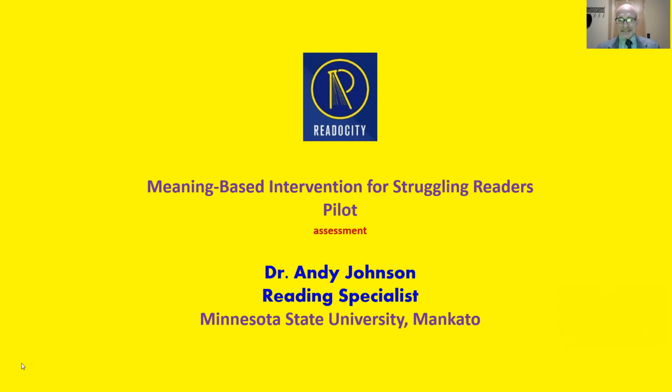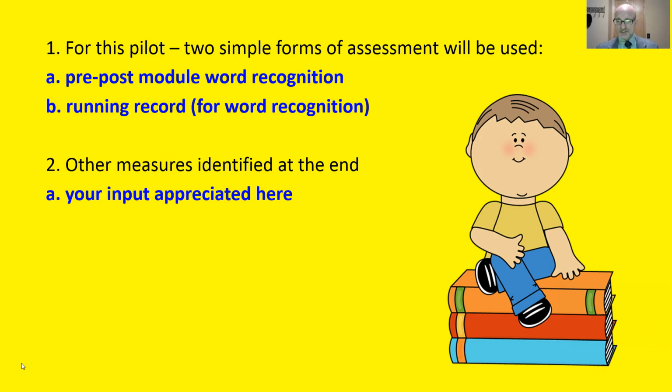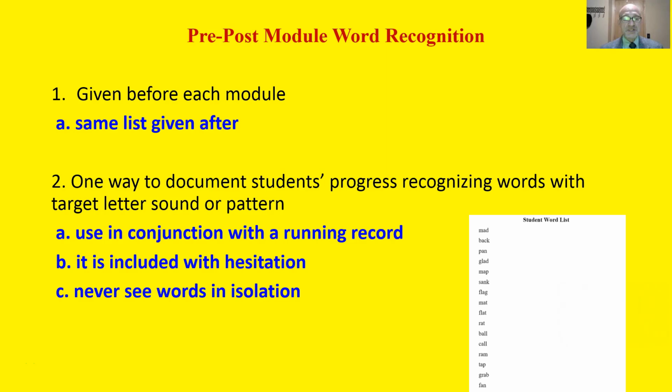All right, we are looking at the assessment portion of this pilot for this meaning-based intervention. There are two simple forms, a PrePost module for word recognition and a running record for word recognition. Now we'll look at other types of assessments being used at the end, and as always, your input is appreciated. First, the PrePost module. It's given before each module.